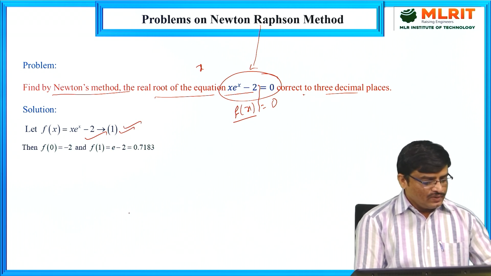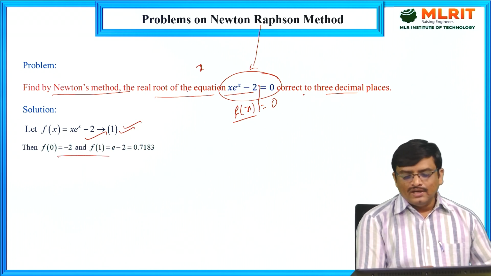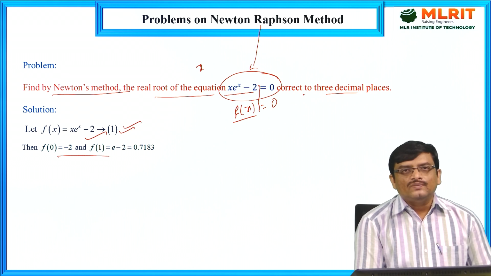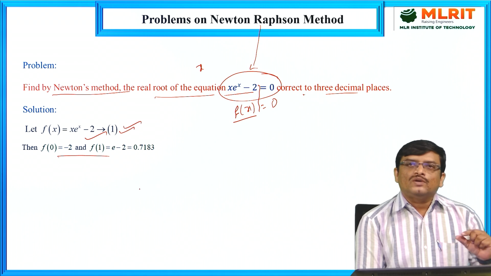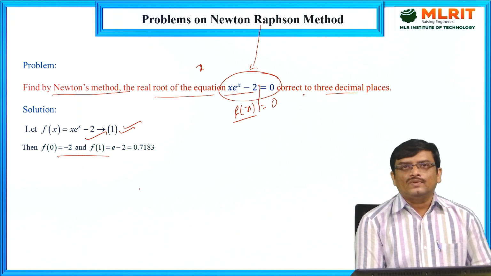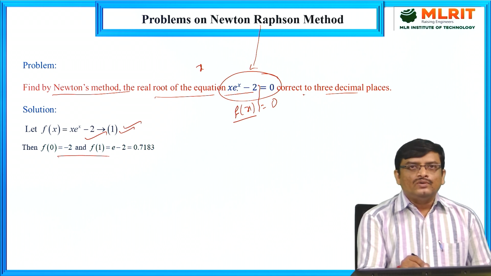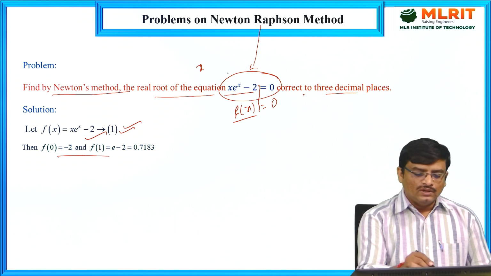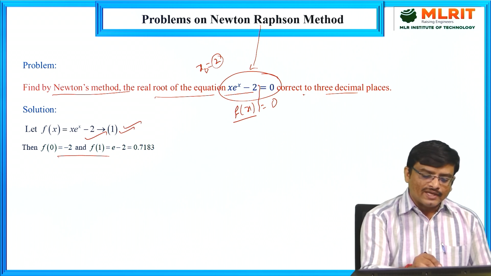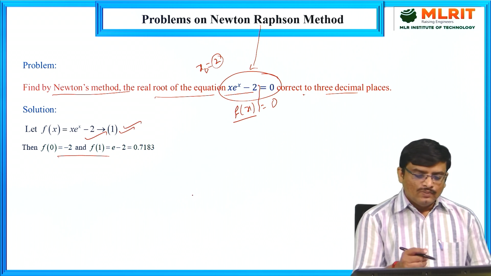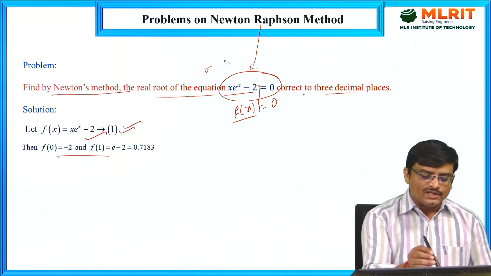Now you immediately find one problem here: x0 is not given in the problem, that is, the initial approximation is not mentioned. In some problems they mention the x0 value, saying the root we are going to find lies near some value, x is equal to something. Whenever we get this type of condition, we can consider that value as x0, the initial approximation. But in this problem, he has not mentioned the initial approximation.